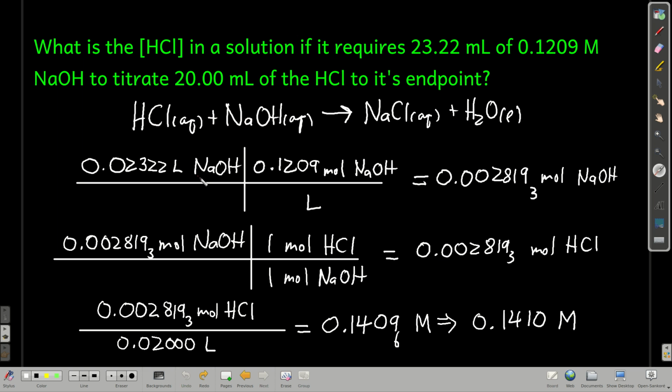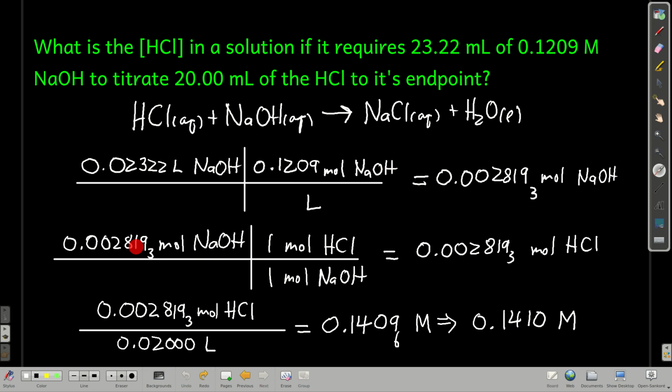First thing we do is figure out how many moles of sodium hydroxide we added at the end point. So you just take the volume in liters. Notice I converted the milliliters to liters by dividing by 1,000. I just moved the decimal 3 to the left. Multiply times the molarity of the sodium hydroxide, moles per liter, and this gives us moles of sodium hydroxide. Or if it's not sodium hydroxide, it's whatever you know the molarity of that's in the burette.